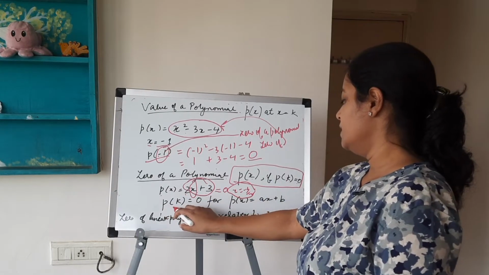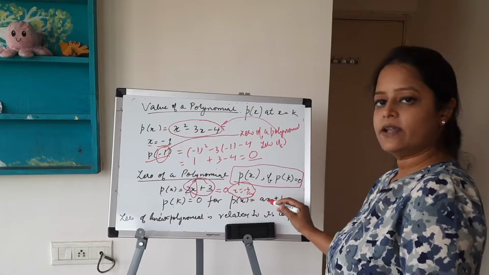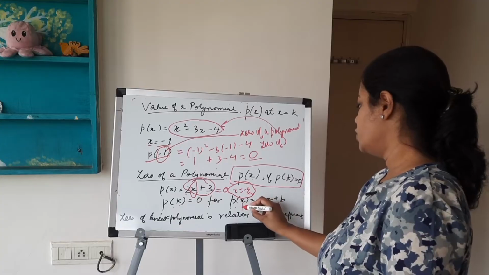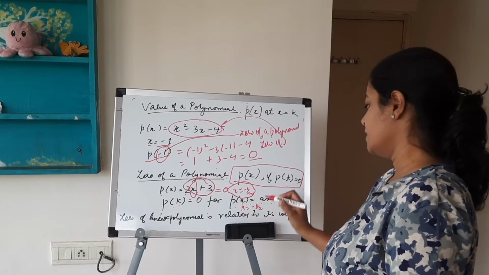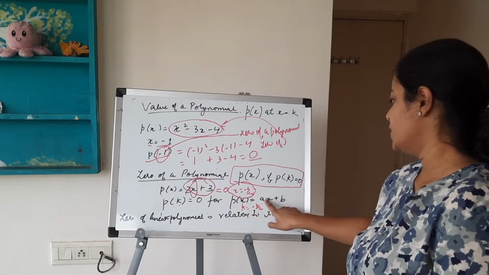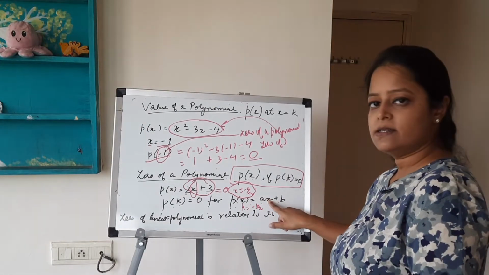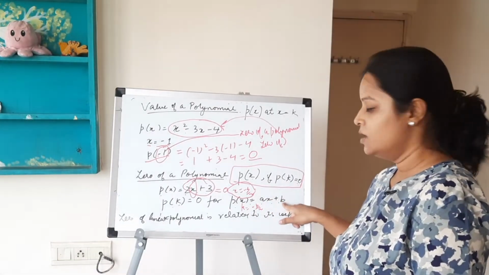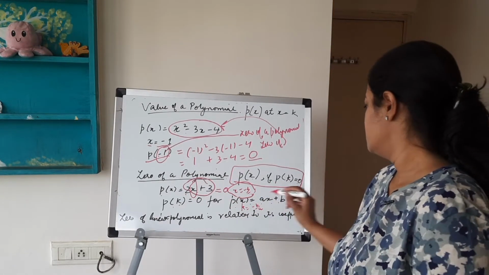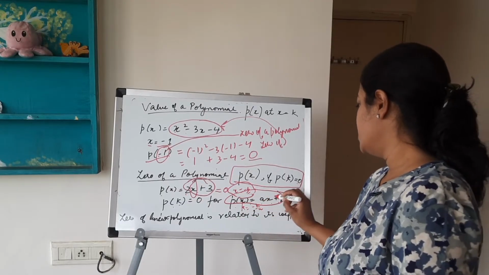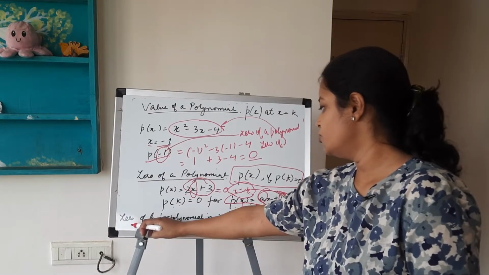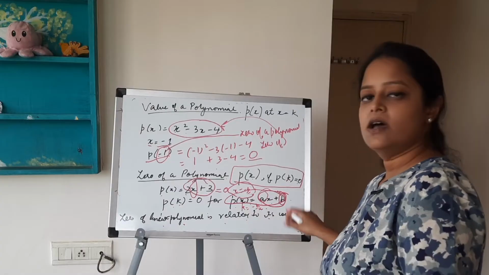So if we look at linear polynomials in general, p(x) equal to ax plus b, what is the 0 of the polynomial? k will be minus b by a. So what do we see here? If you look at this polynomial, p(x) equal to ax plus b, a is the coefficient of x, b is the constant number here. So k, the 0 of this polynomial, the value at which the polynomial becomes 0, is equal to minus b by a. So we can see that the 0 of a linear polynomial is related to its coefficients.